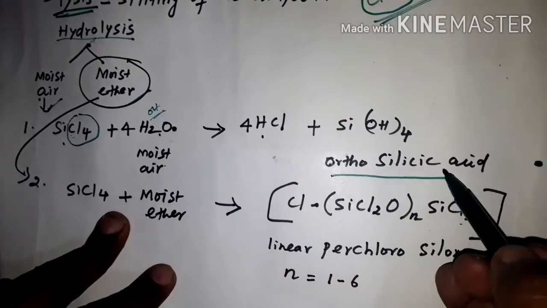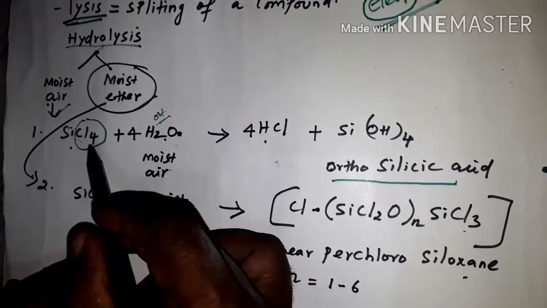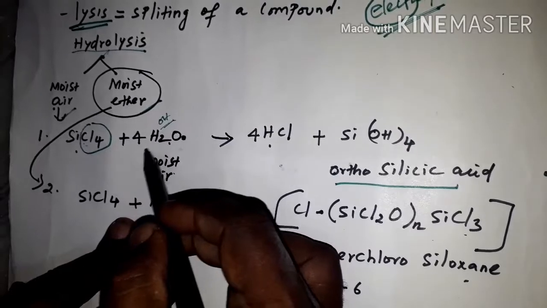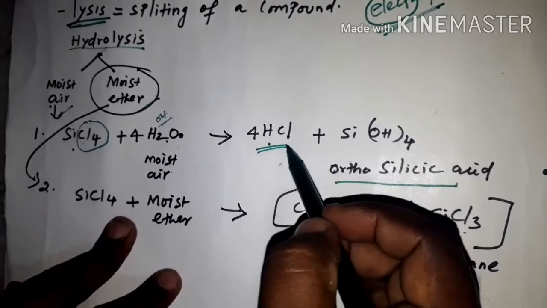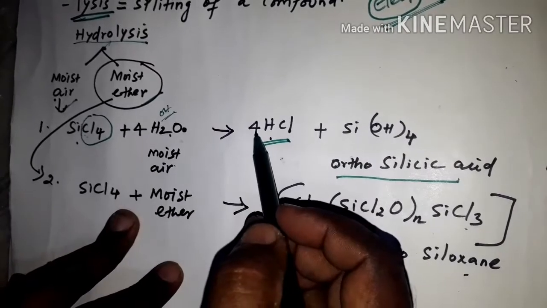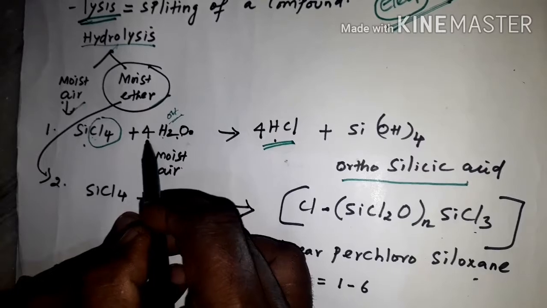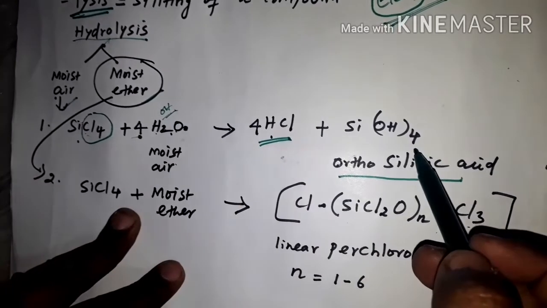So it is called orthosilicic acid. Then the remaining 4 chlorine atoms and the hydrogen atoms give us hydrogen chloride. So balance the equation. Here it will come 4, and before the water we add 4. So finally the reaction is balanced.